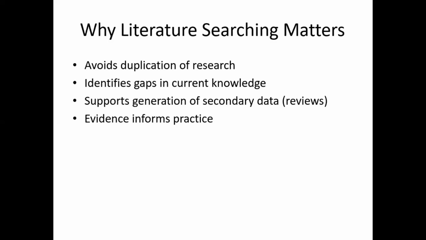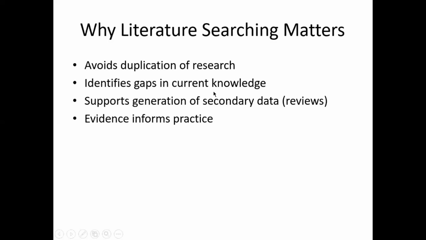Literature searching also supports generation of secondary data. So during the sessions with Dr. Parker and Gloria, you looked at different study designs, and there was mention of primary data and secondary data. So secondary data is generated from a synthesis of primary data. So studies that were done, for instance, maybe controlled trials, cross-sectional studies, cohorts. You look at all of them, you synthesize, and then you generate a review. So what you're doing is you're generating secondary data.